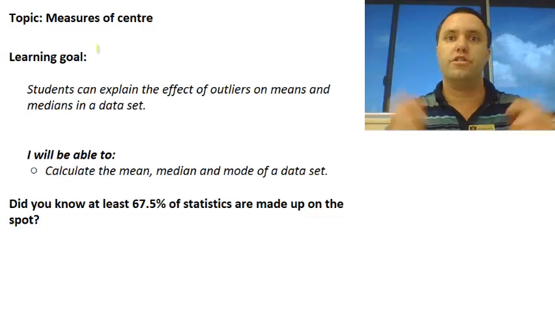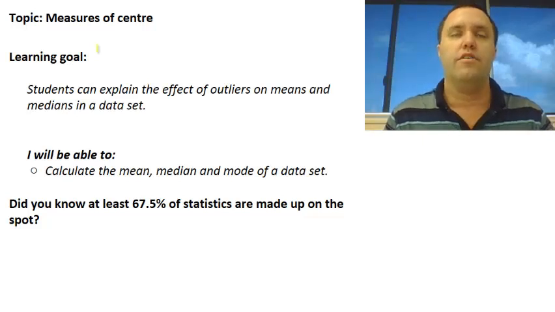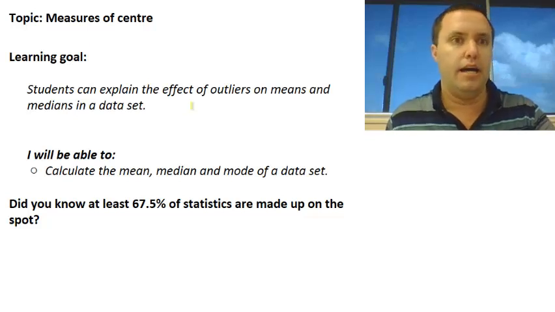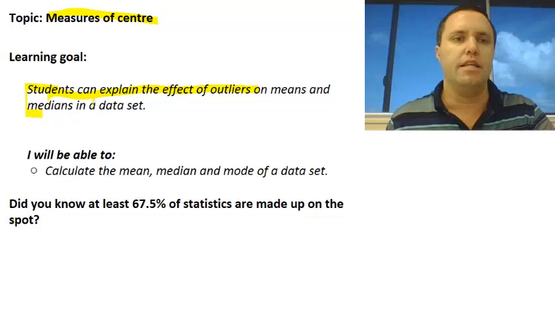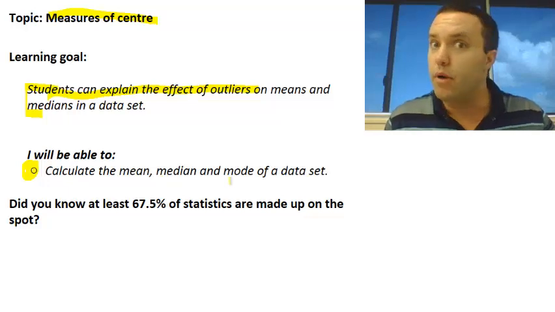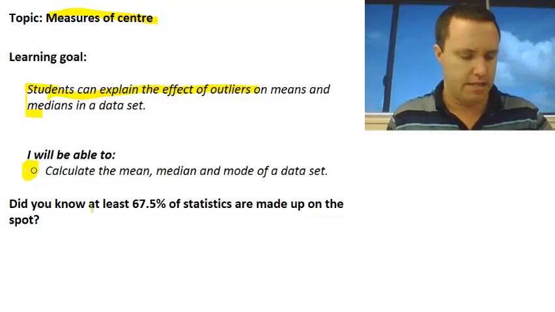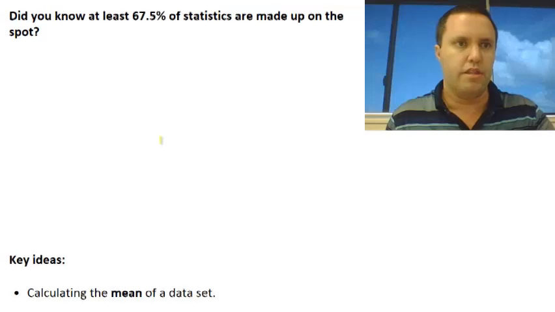Okay, welcome to this new video for the unit of statistics and probability, and today we're going to be looking at how to calculate measures of centre. Our learning goal for this one is that students can explain the effect of outliers on means and medians in a data set. By the end of this video, you would like to be able to calculate the mean, median, and mode of a data set. So let's get on with it.